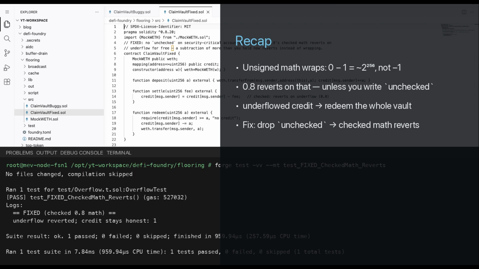Recap: unsigned numbers wrap instead of going negative, Solidity 0.8 reverts on that automatically, and unchecked switches the protection off. An underflowed credit let the attacker redeem the entire vault, and removing one keyword fixes it.